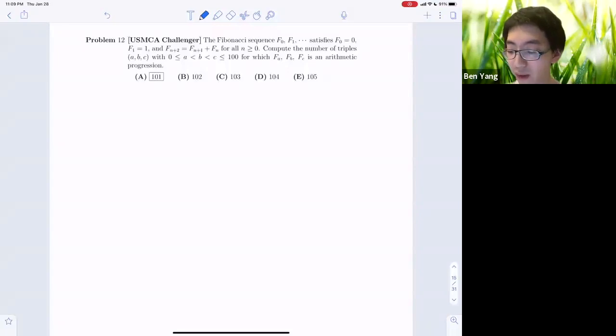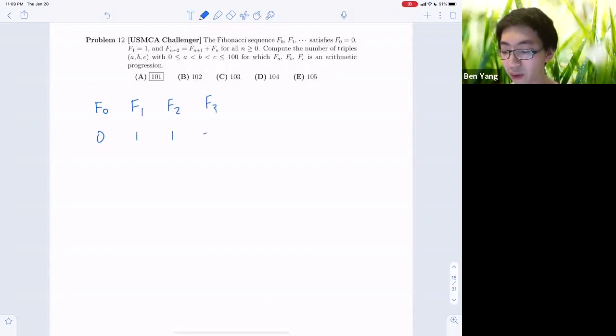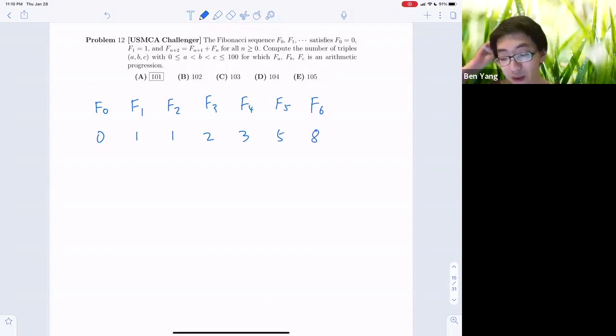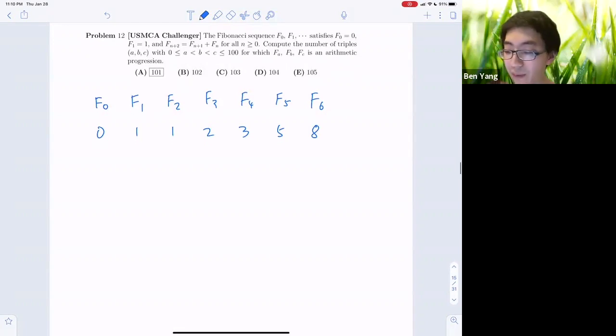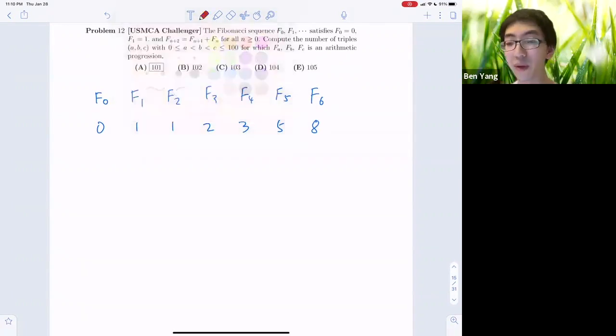Okay, so I'm going to write down the first several terms. The first term is 0, and then it's 1, 1 and 2, and 3, and 5, and 8. All right, so let's stop there and let's see what arithmetic progressions we have there.